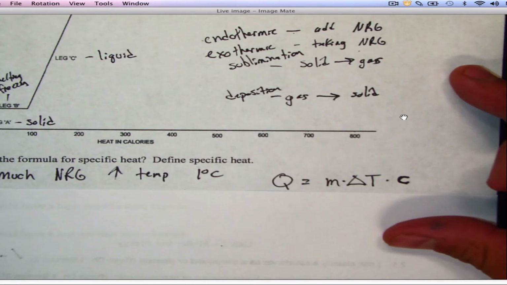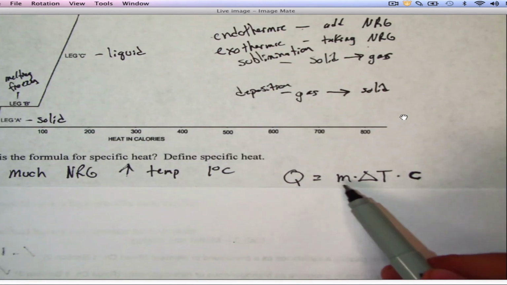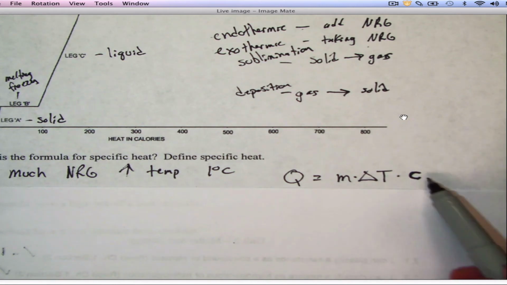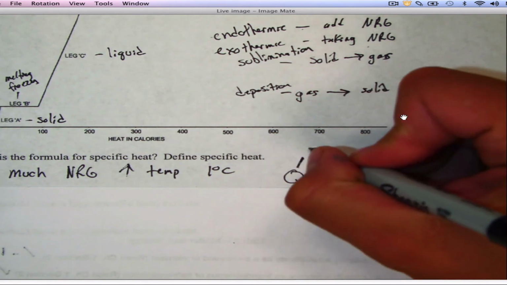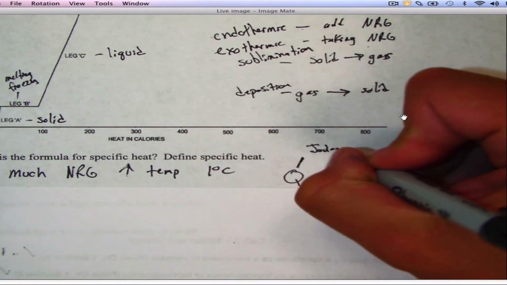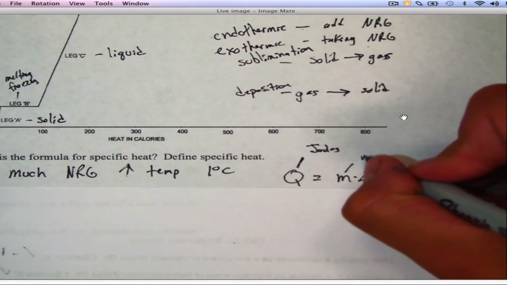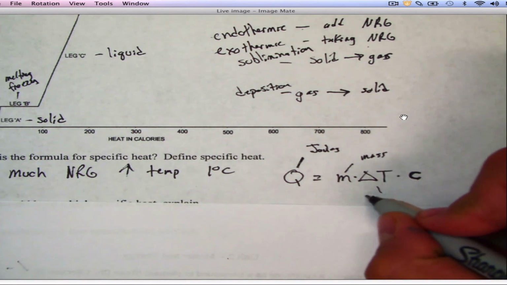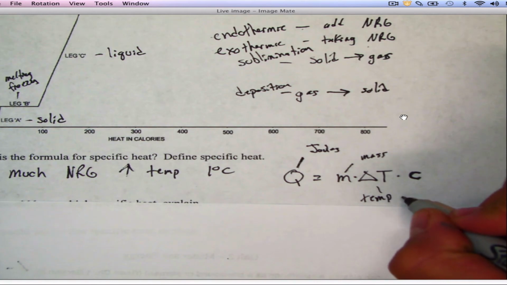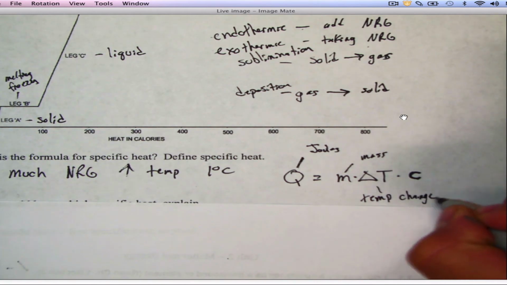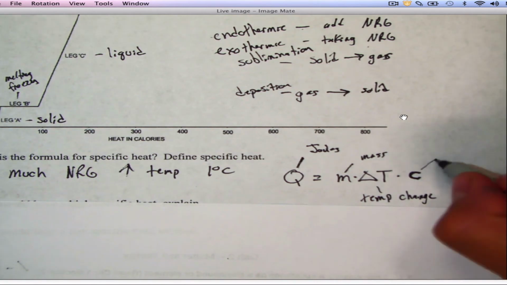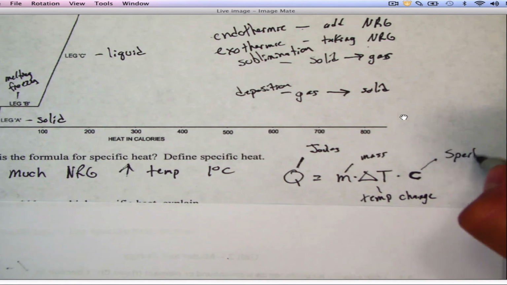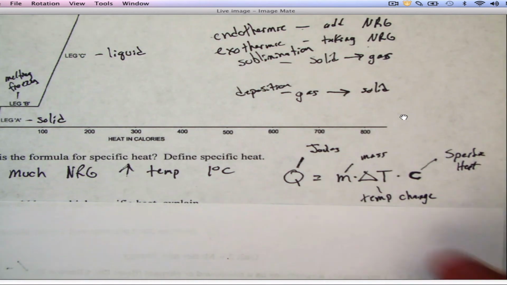Here is the formula for specific heat. Q is equal to M times delta T times C. Q is going to be usually in joules. It's going to be your energy. M is going to be the mass. Delta T is your temp change from start to finish. And then C is going to be your specific heat. All right, specific heat. So there's your formula for specific heat that we'll run into a little bit.